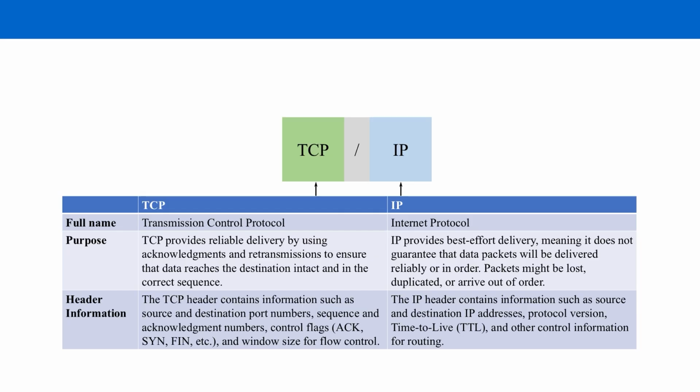And then for the header information, the TCP header contains information such as source and destination port numbers, the sequence and acknowledgement numbers, the control flags, which are ACK, SYN, FIN, and so on, and the window size for flow control. The IP header contains information such as the source and destination IP addresses, protocol version, IPv4 or IPv6, and also time to live, TTL. This is important. We're going to spend more time on this, and the other control information for routing.